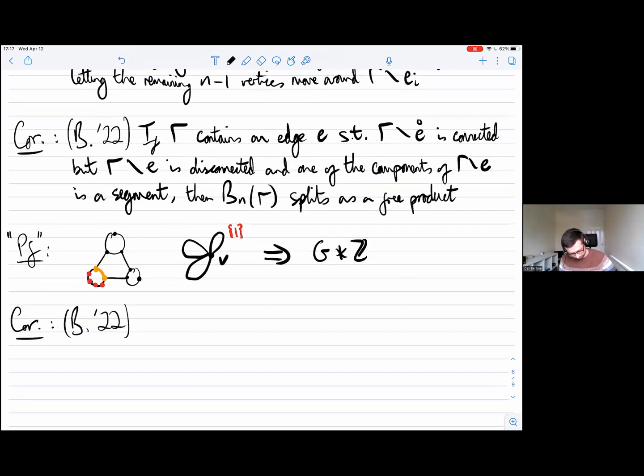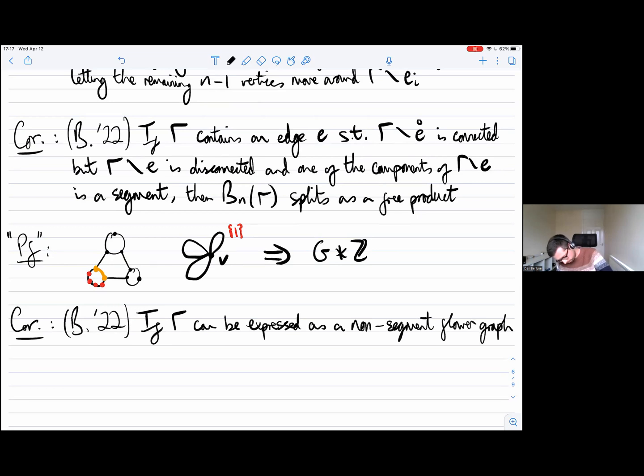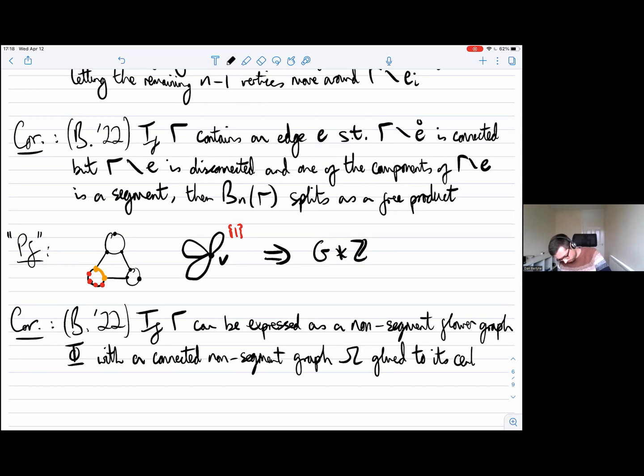We also obtain another similar theorem for different kinds of graphs. So also if gamma can be expressed as a non-segment flower graph phi with a connected non-segment graph omega glued to its central vertex, then again, Bn of gamma splits as a free product.